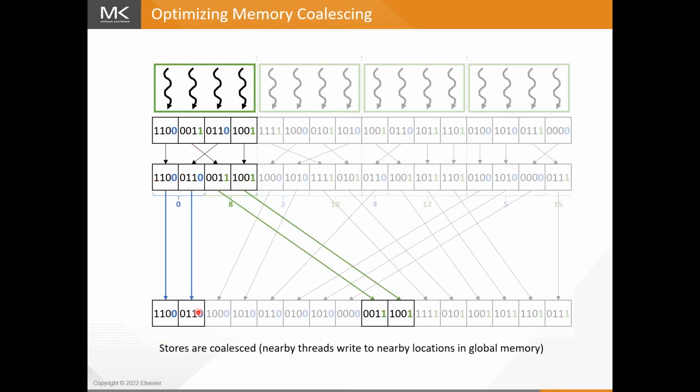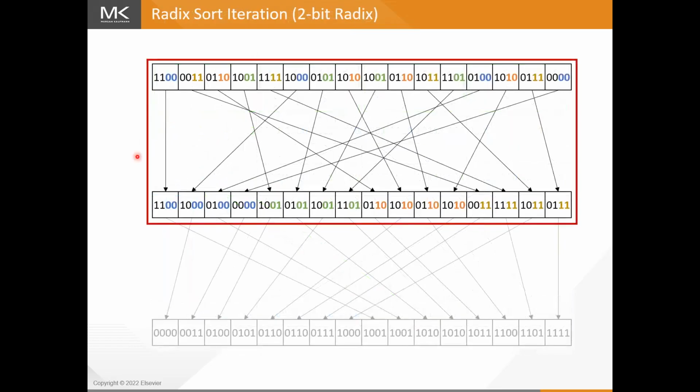And this improves the utilization of the memory bandwidth when we are doing these stores. We then said that we can reduce the number of iterations in radix sort by using a larger radix value.